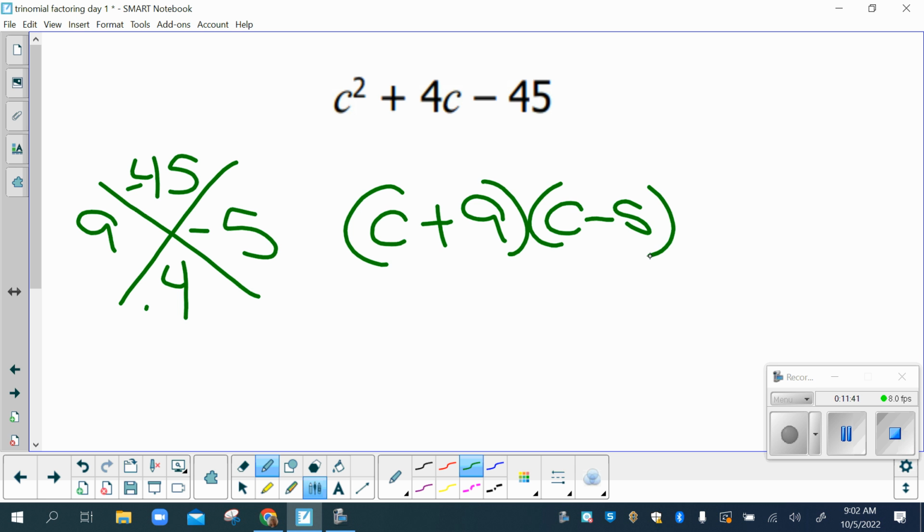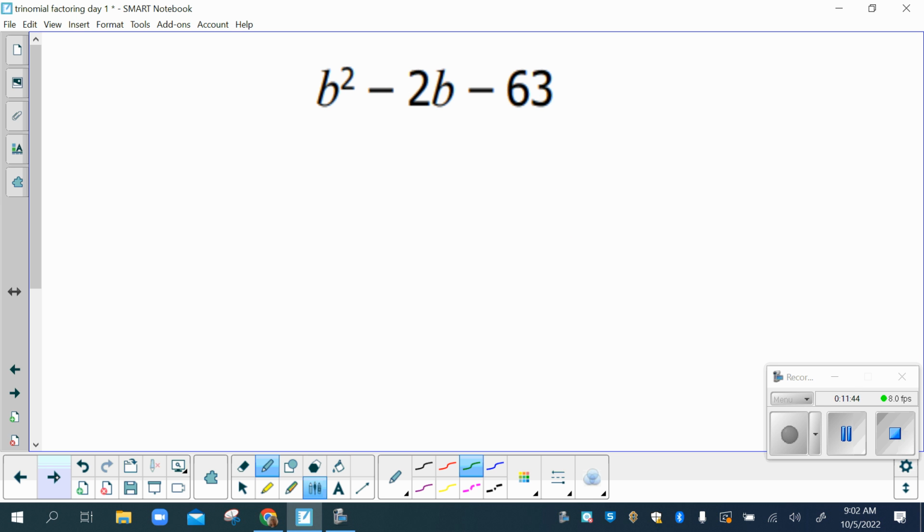Now, last one, best one, and then I'm shutting up. Be careful on this one. Factors of 63 that subtract to be negative 2. Watch your negatives and positives. And if you got this, you got this. I'm impressed with you. 9 and 7, huh? Like I said, it's just knowing your multiplication tables.